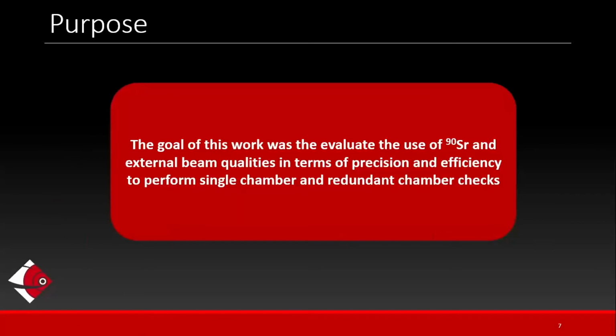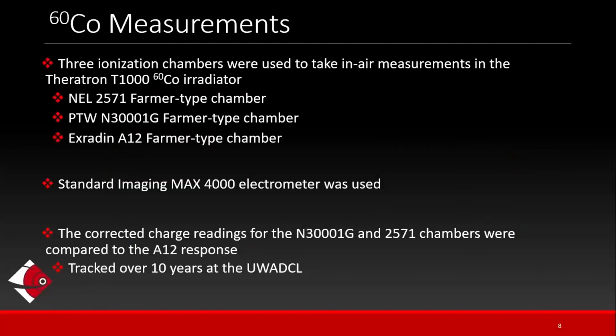So the overall goal of this work was to evaluate the use of strontium-90 and these external beam qualities, such as Cobalt-60 and linear accelerators, in terms of precision and efficiency for performing single chamber and redundant chamber checks. The Cobalt-60 results were made from data at the UW ADCL for 3 ionization chambers: the NEL-2571, PTW-N30001G, and XRAD and A12 farmer type chambers.